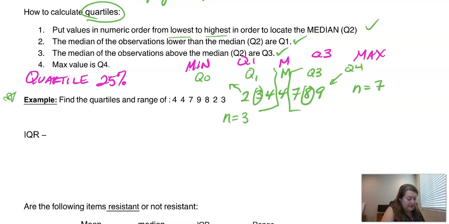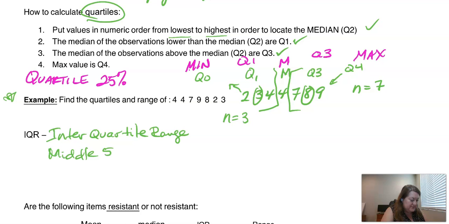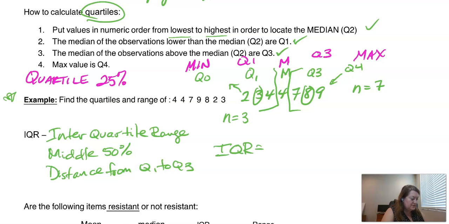All right, so let's calculate the IQR. IQR only comes from a 5-number summary. That's the only place where we ever use it, and it is also a calculation. It is the interquartile range. Another way to say that, it is the middle 50%. That means it is the distance from Q1 to Q3, and the calculation for that is IQR equals Q3 minus Q1. I'm going to put those lower and make them subscripts.